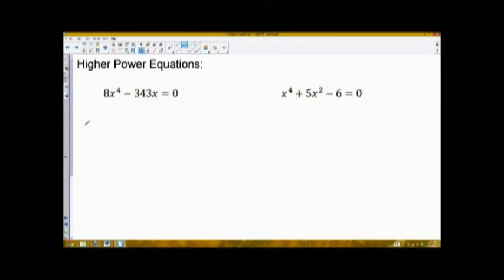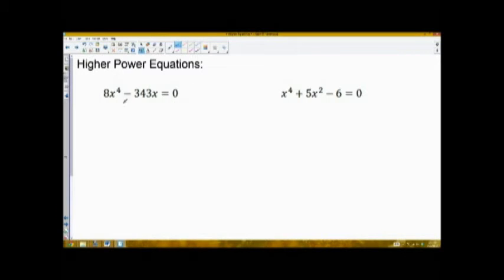Higher power equations, which you would solve just by factoring. Just like we factored higher power rational expressions, you can solve these by factoring as well. So looking here at the first one, anytime you're dealing with solving equations, I check to see if I can factor.